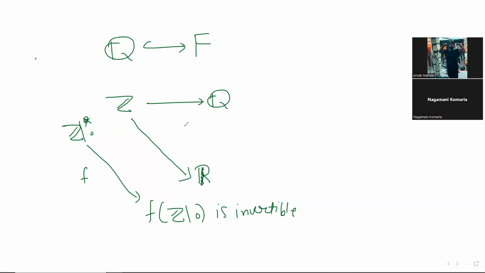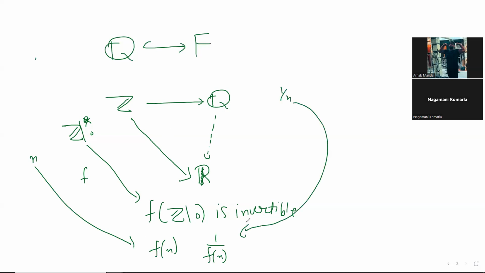Then this map should factor through this map, and it is just very simple. Why? Because you are taking an integer n and sending it to f(n), and f(n) is invertible. That means, in the strict sense, 1 by f(n) is there in your ring. So that is where you will send the 1 by n of Q. Where else will you send it? So you do get a map from Q to R, and this can be taken as a definition of Q.